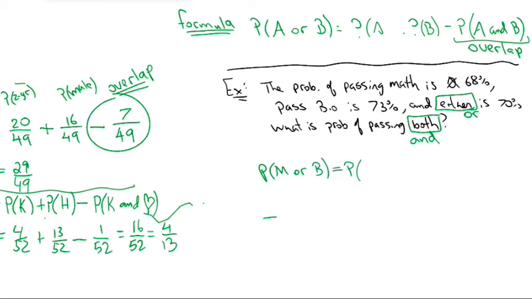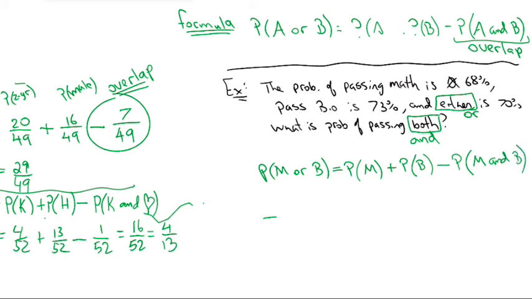no numbers now, formula first. Probability of math, next, plus the probability of bio, minus the probability of math and biology.